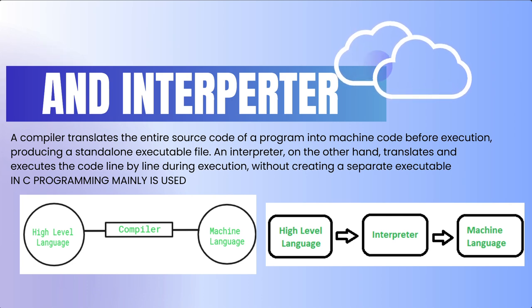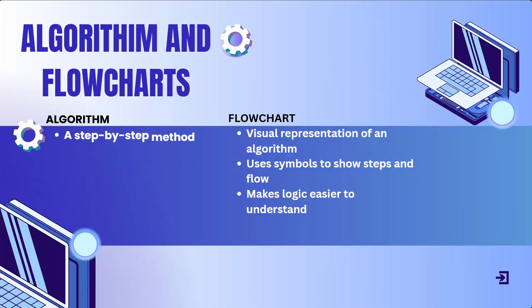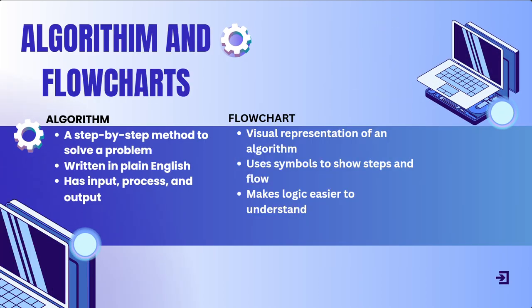Moving on, we have algorithms and flowcharts. An algorithm is basically a step-by-step method where we write down the process, like what we are taking as input, what we are taking as output, and what is going to happen, which we write down in English language.